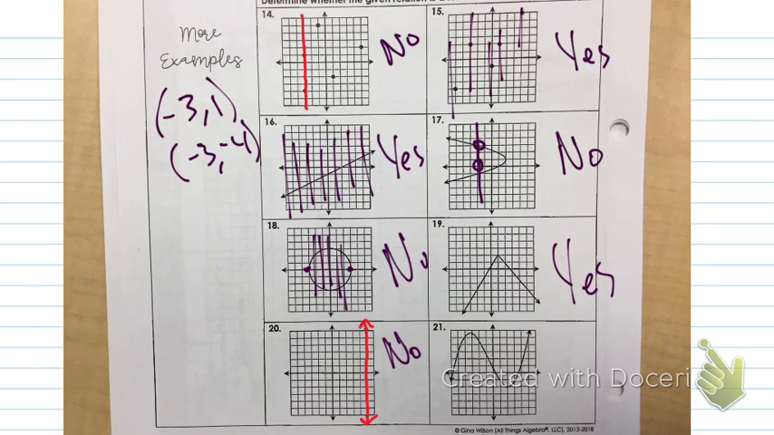Okay, 21, Max. What do you think about that one? On 21, is that a function? That is a function. Correct. A vertical line will only ever cross that once, right? Cool. Right here, how about that one?